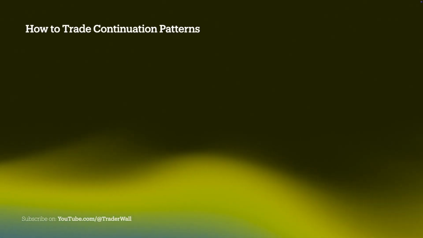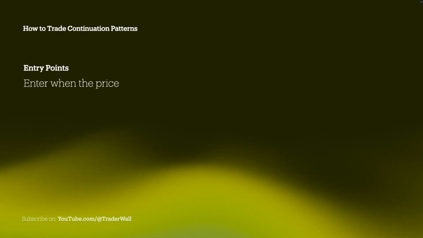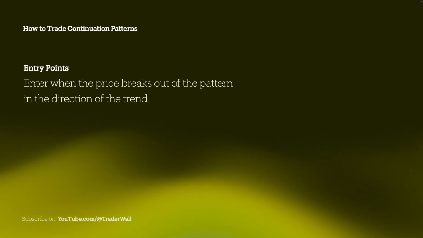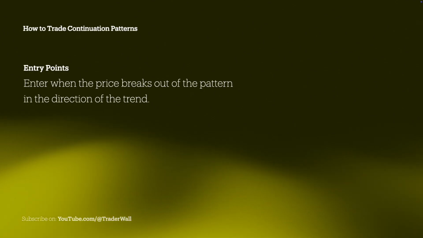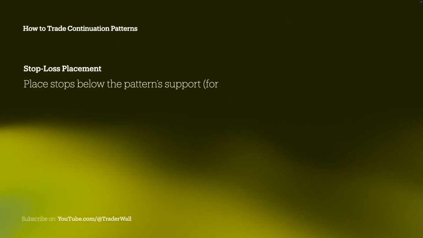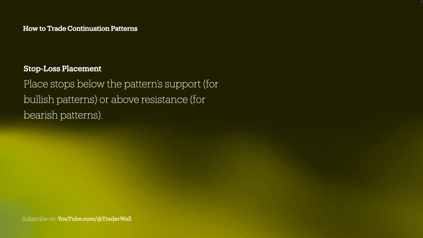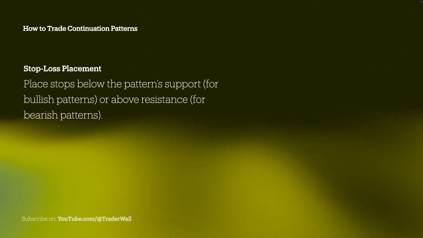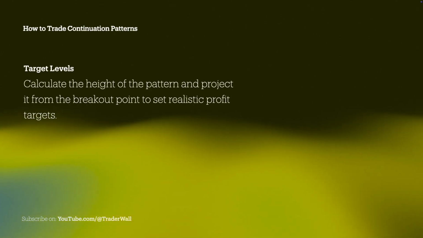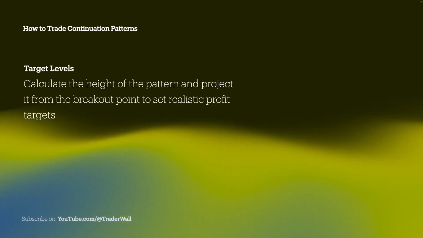How to trade continuation patterns. Trading continuation patterns requires patience and precision. Entry points. Enter when the price breaks out of the pattern in the direction of the trend. Stop loss placement. Place stops below the pattern's support for bullish patterns or above resistance for bearish patterns. Target levels. Calculate the height of the pattern and project it from the breakout point to set realistic profit targets.